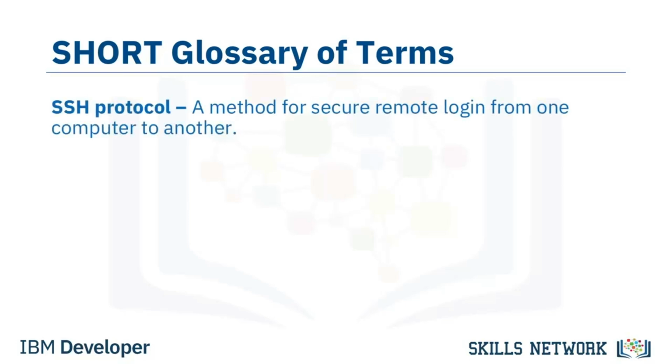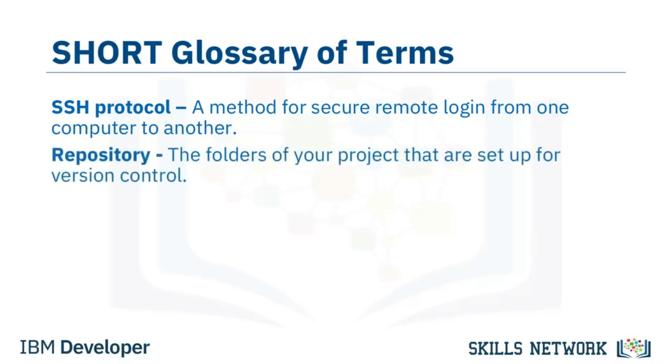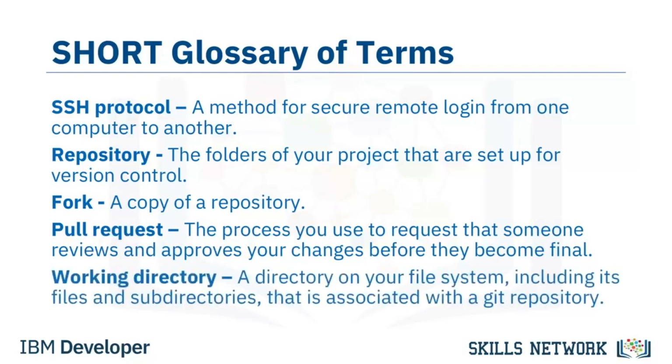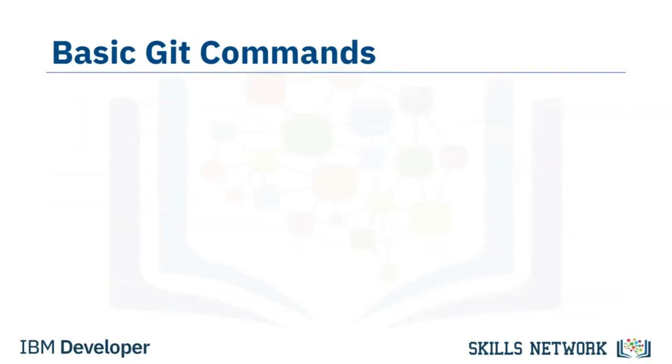The SSH protocol is a method for secure remote login from one computer to another. A repository contains your project folders that are set up for version control. A fork is a copy of a repository. A pull request is the way you request that someone reviews and approves your changes before they become final. A working directory contains the files and subdirectories on your computer that are associated with a Git repository.